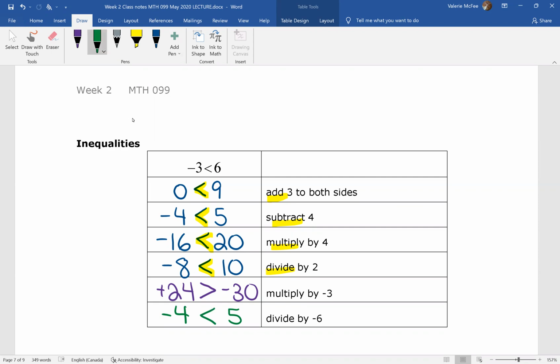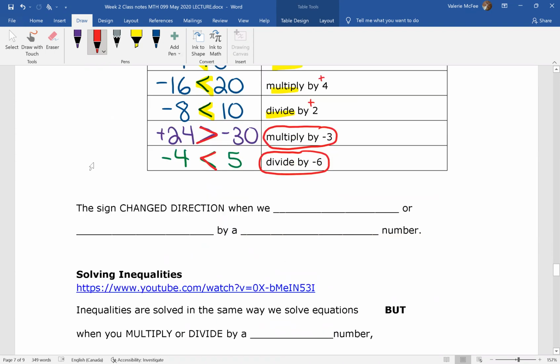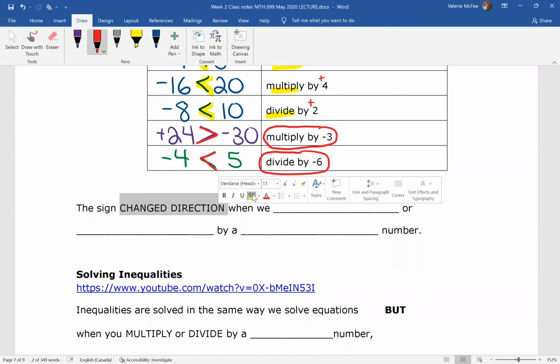Do you notice what happened here? The sign changed direction when I multiplied by -3 and when I divided by -6. We could add a positive number, subtract a positive number, multiply by a positive number, divide by a positive number. The signs didn't change. But when we multiplied and divided by a negative, the signs changed. This is very important to remember.